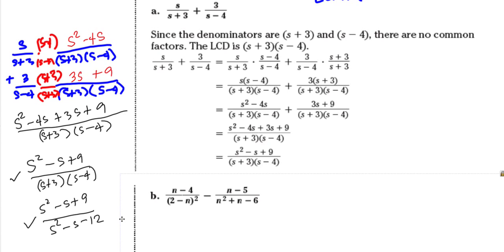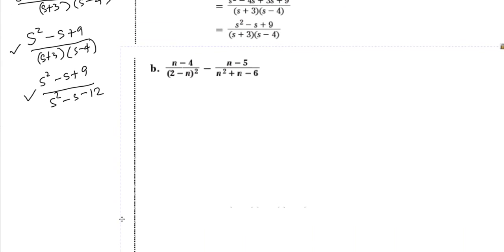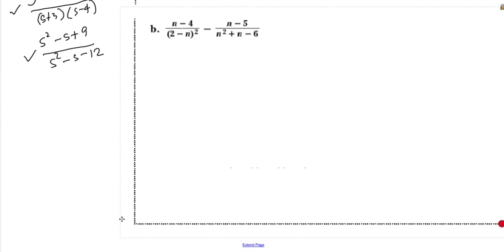And let's take a look at letter B. Now this will involve factoring, so pay attention. You have n minus 4 all over 2 times n, or quantity 2 minus n squared, minus n minus 5 all over n squared plus n minus 6.